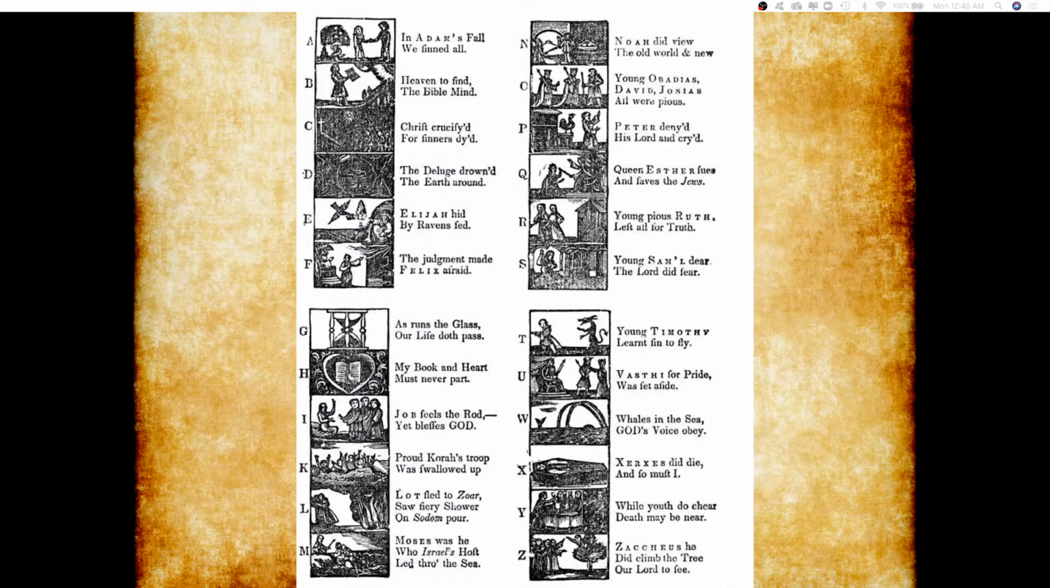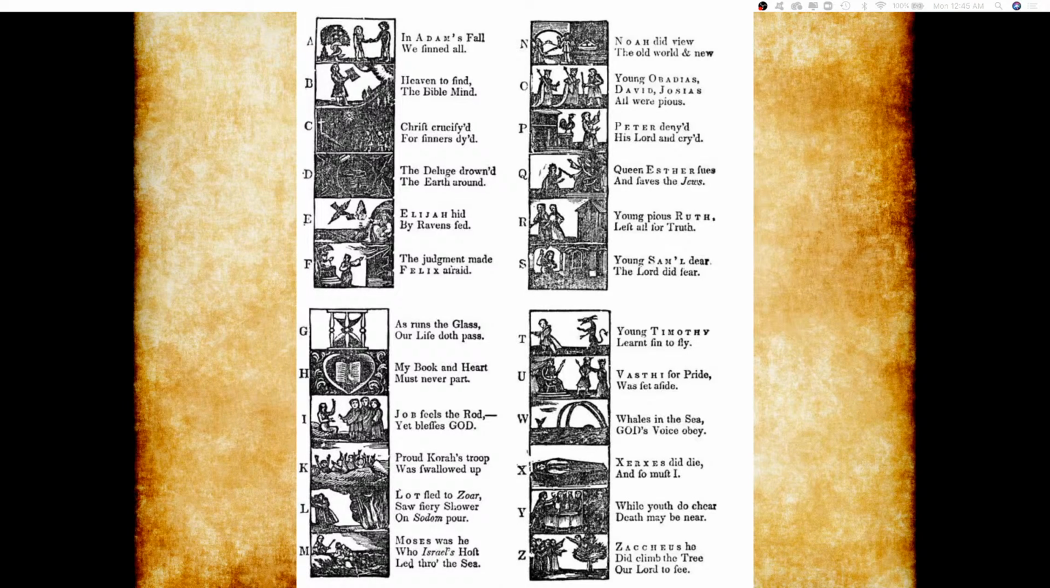Okay, check this one out. Let's see. Let's check out why youth do cheer, death may be near. I mean, these are the type of things that they are reading. Look at C. Christ crucified for sinners died. I mean, yeah, little kids are reading this to learn their ABCs, guys. What can we say? Puritans.